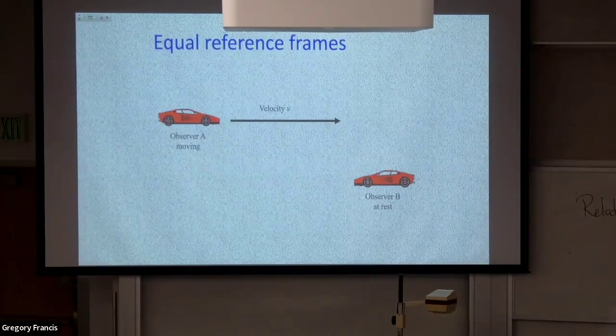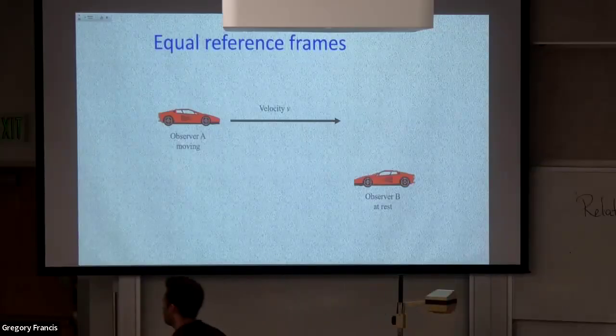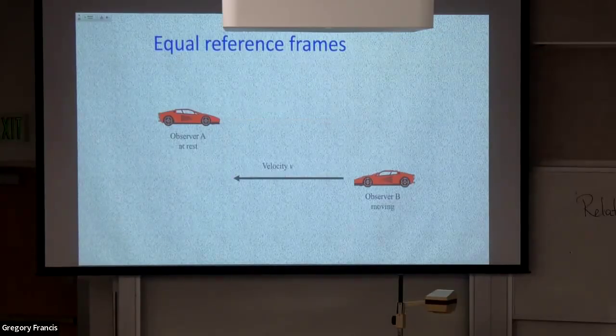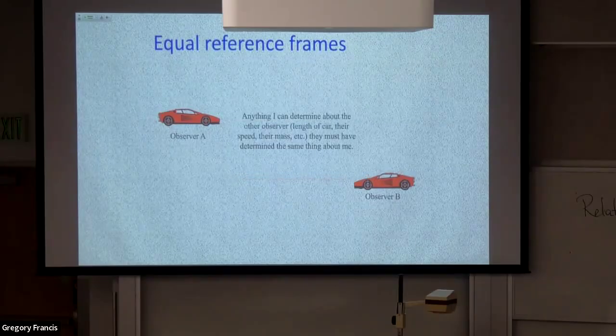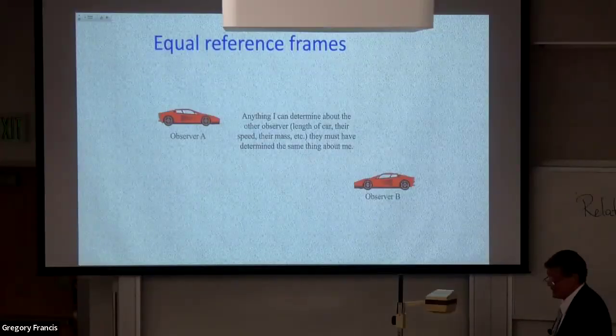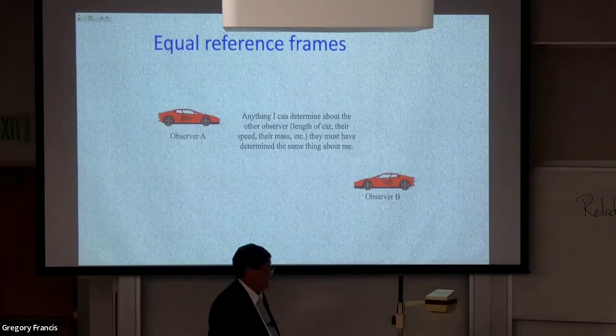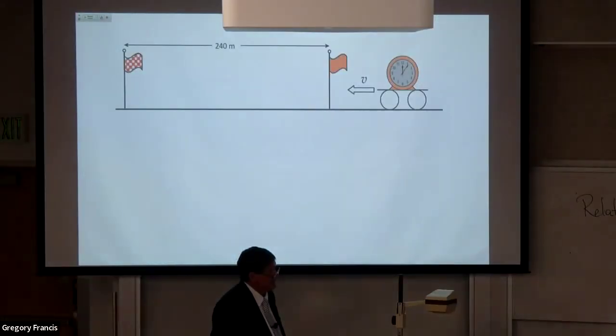Now, that means that if I have one car moving relative to another, observer A moving and observer B parked, it's no different than if observer A was parked and observer B is moving at constant velocity. It has to be an inertial reference frame. And that means that anything that I can determine about that other observer, the length of their car, their speed, their mass, they must have determined the same thing about me. Otherwise, that relativity postulate just is no longer true. Now, what does that mean?